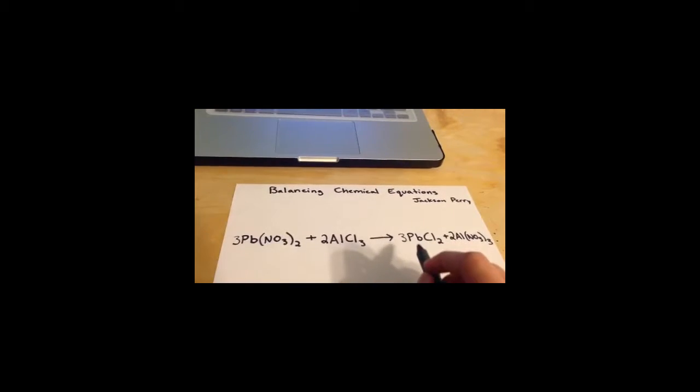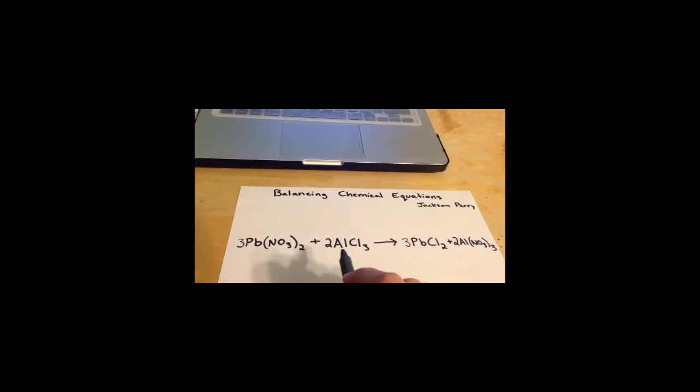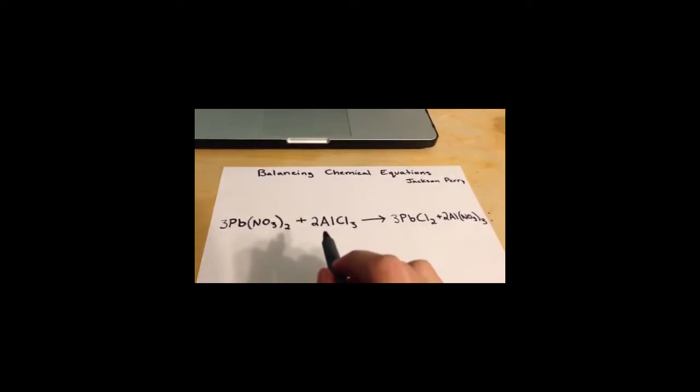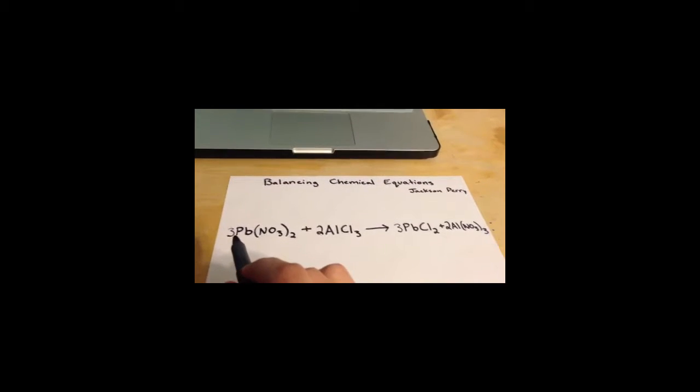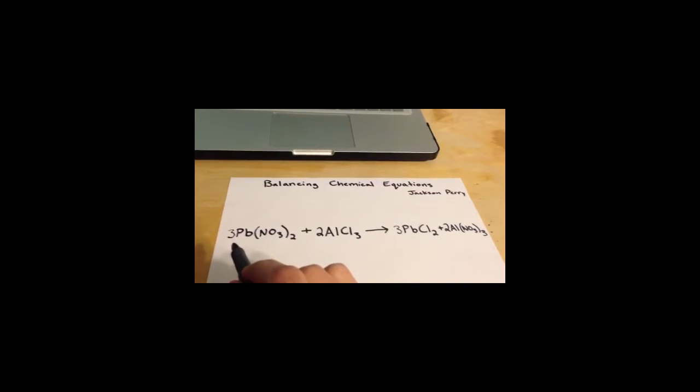3 leads, 6 nitrates, 2 aluminums, 6 chlorides. This equation is balanced, and we cannot cancel because all of these numbers are prime.